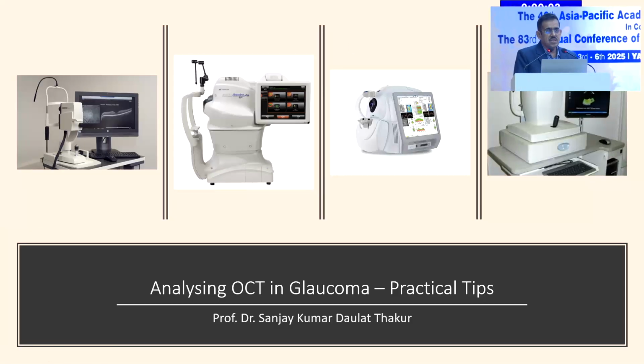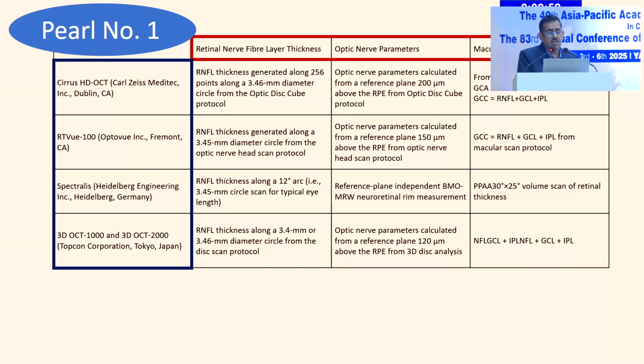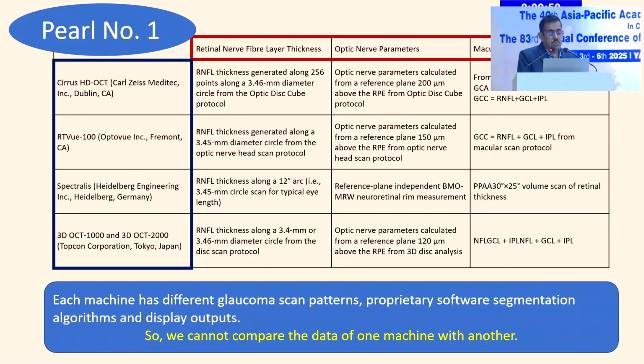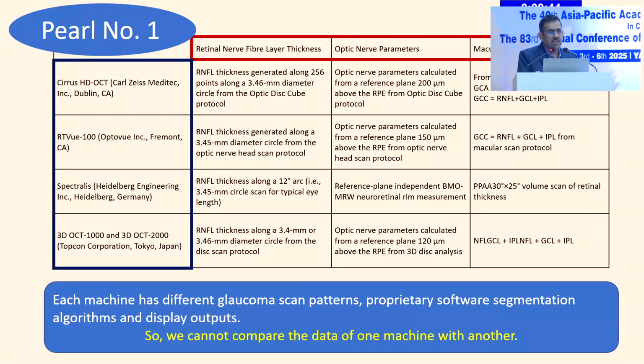Good afternoon, everyone. My topic is analyzing OCT in glaucoma, some practical tips. The first pearl is there are 4 different manufacturers and 3 different parameters we study for glaucoma, and each machine has its own algorithms and display outputs. So, we cannot compare the data of one machine with another.